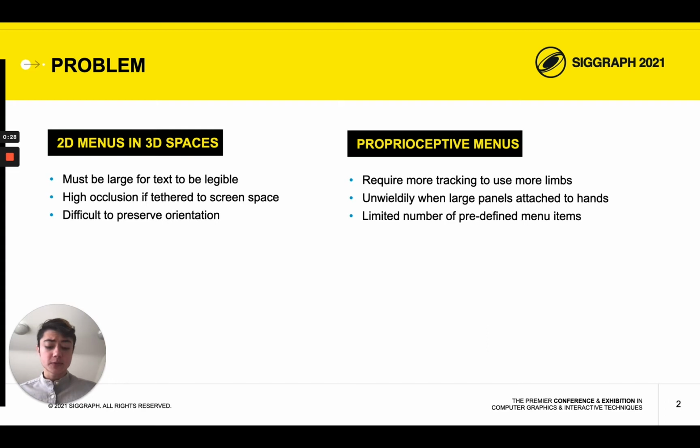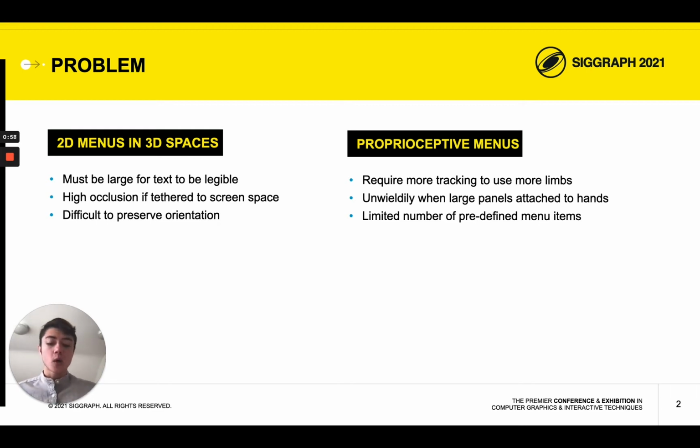If you've interacted with virtual environments before, you've likely encountered large, flat, 2D panels with text on them. These panels have to be enormous because the resolution in virtual environments is a little bit lower than that in reality, and so the text has to be huge in order for you to read it. If they're tethered to screen space, they can also cause very high occlusion. If they're tethered to world space, they can both cause very high occlusion and can be difficult to keep oriented towards a user who is moving through a virtual environment.